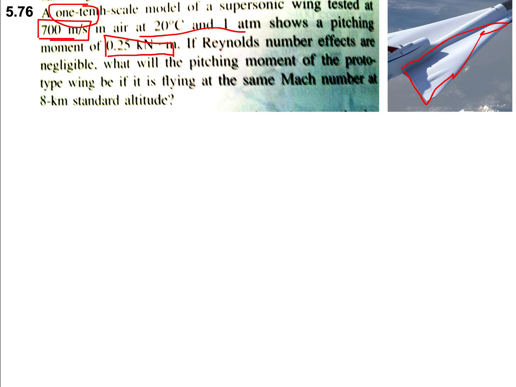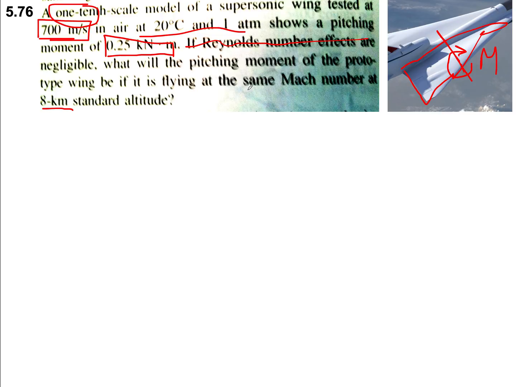A pitching moment is a moment around some rotational axis. It's a moment due to the pressure distribution over the top and bottom of the wing. Here they tell you not to worry about Reynolds number, because Reynolds number effects are negligible. And they ask us: I did my wind tunnel test, but now my airplane is moving not at sea level, but at 8-kilometer altitude.